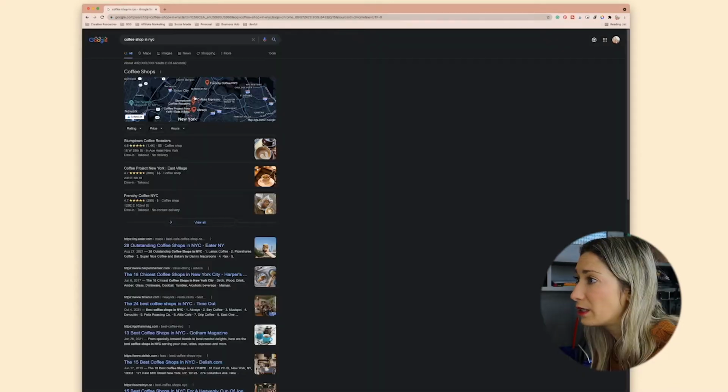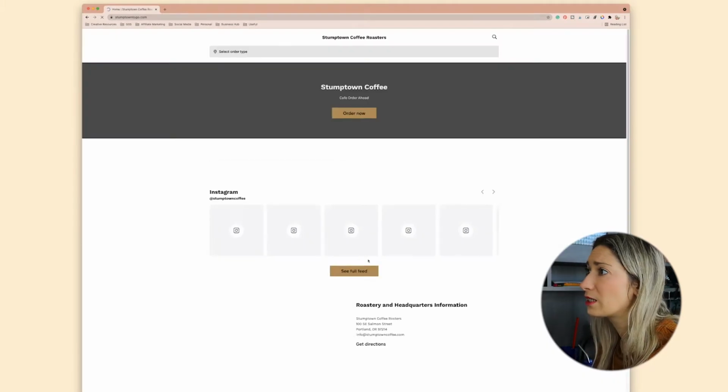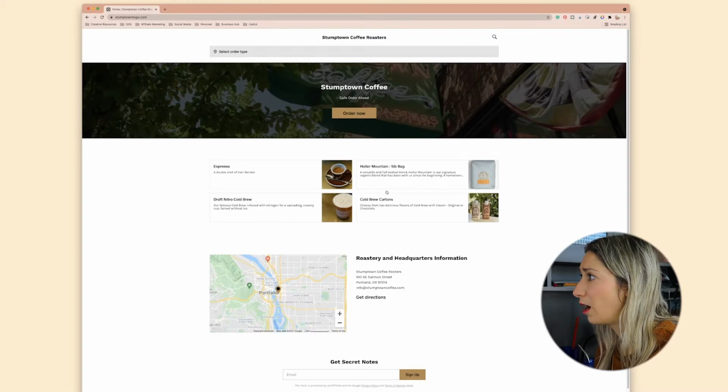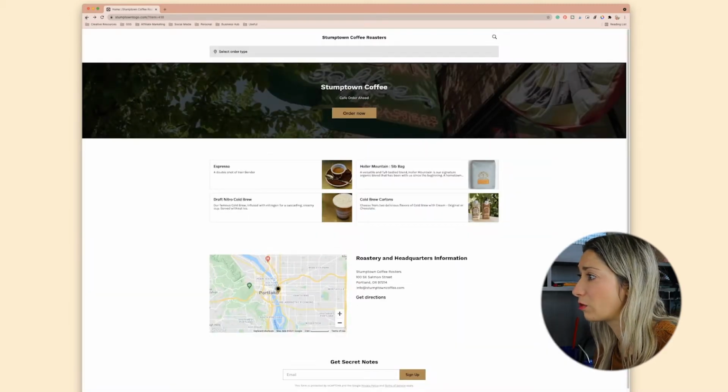Simple. Coffee shop in New York City. We can look at the first one that comes up. So I'm just looking at what they're offering. Maybe they have a website. So this is what I do. I'm just looking at their logo. You have a picture, for example. I can screenshot this to have some kind of design ideas. This is what's going on.